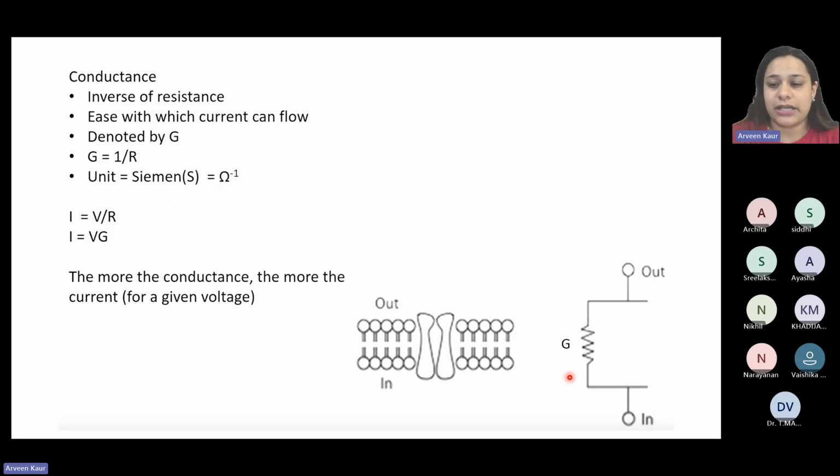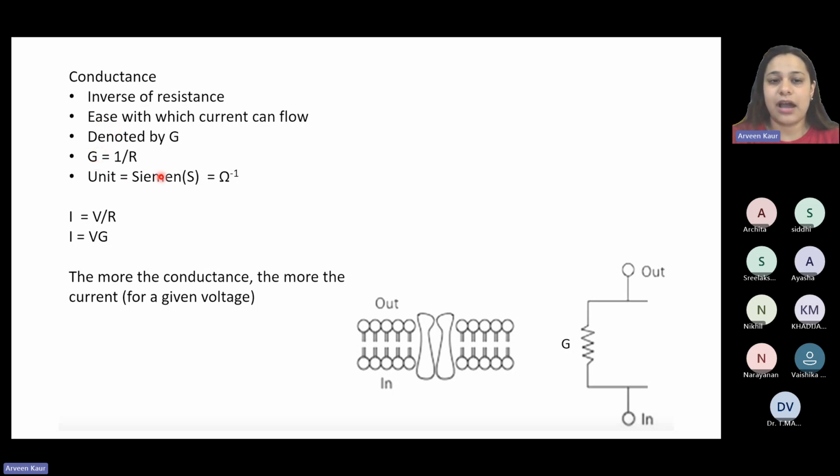Then let's talk about conductance. So we talked about resistance before this, right? Resistance is an impediment to the flow of current. Conductance is the reverse of that. It is how smoothly the current is flowing, right? The ease with which the current can flow. It is denoted by G.